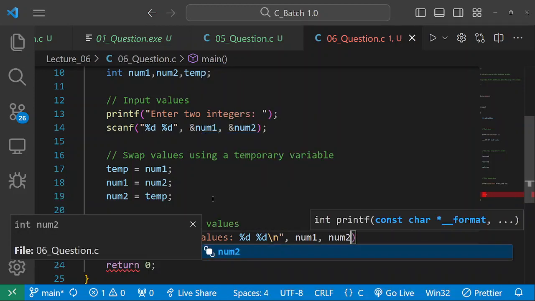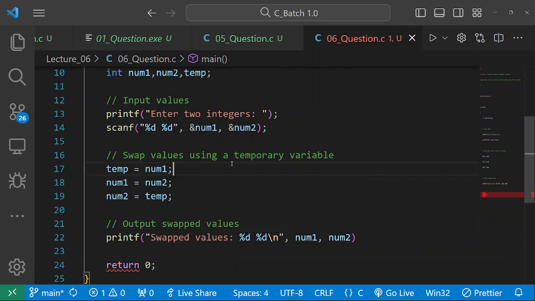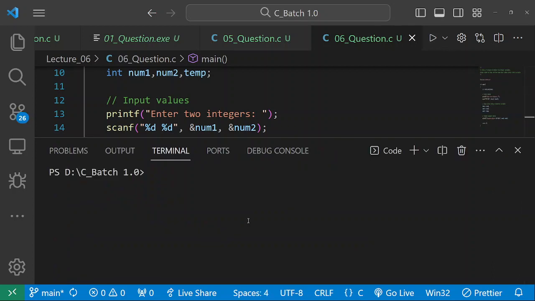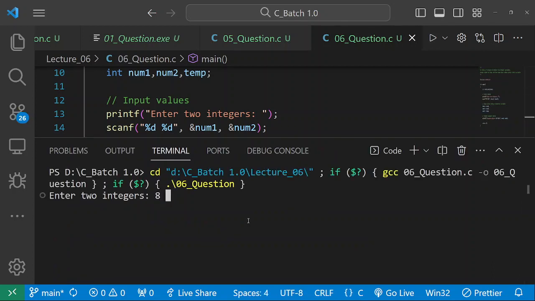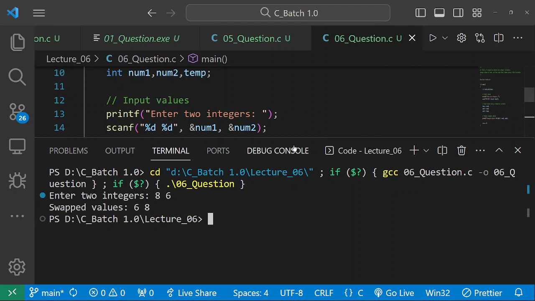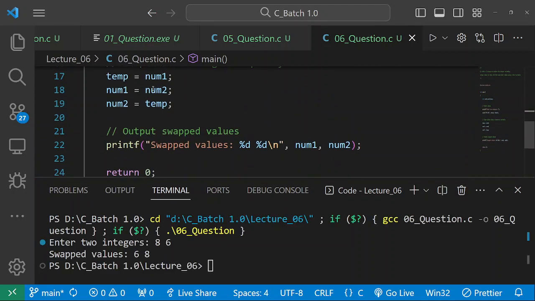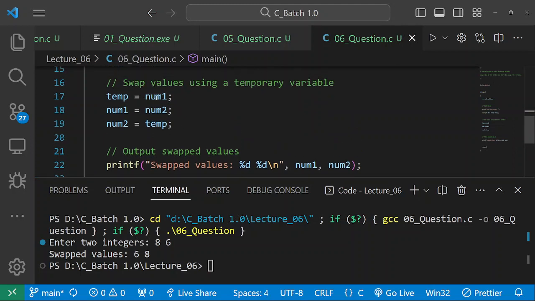So in front of you I'm printing the num1 and num2 again. Let's check the output. Suppose I run it and I pass the two numbers as 8 and 6, so you get the answer: 6 and 8, swapped values. So you can see the logic. Our third variable is helping us. The third variable is storing num1, then num1 is storing num2, then again num2 is storing the temp value, that is the old num1. Very simple and easy logic.